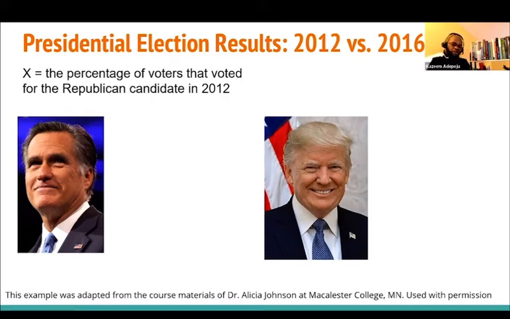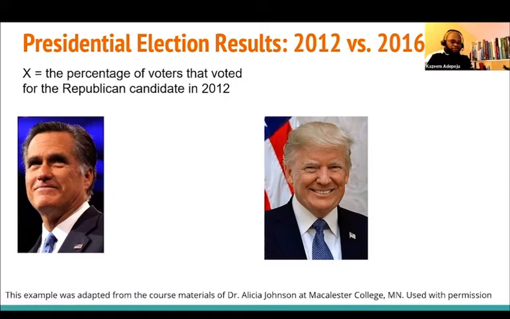Now, we want to study the relationship between presidential election results of 2012 and 2016, focusing on Republican candidates. I'm going to say that again. In the United States of America, there was a presidential election in 2012 and 2016. To the best of my knowledge, in 2012, Senator Romney was the Republican presidential candidate. In 2016, of course, it was former President Trump.